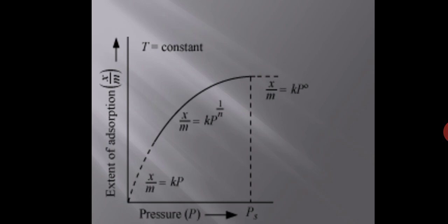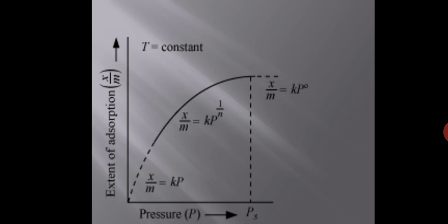So here x by m is equal to kP to the power 1 by n, where n is a positive integer. Got it? K is a constant, of course you know that. Clear? So in this way, this is the adsorption isotherm we came to know.